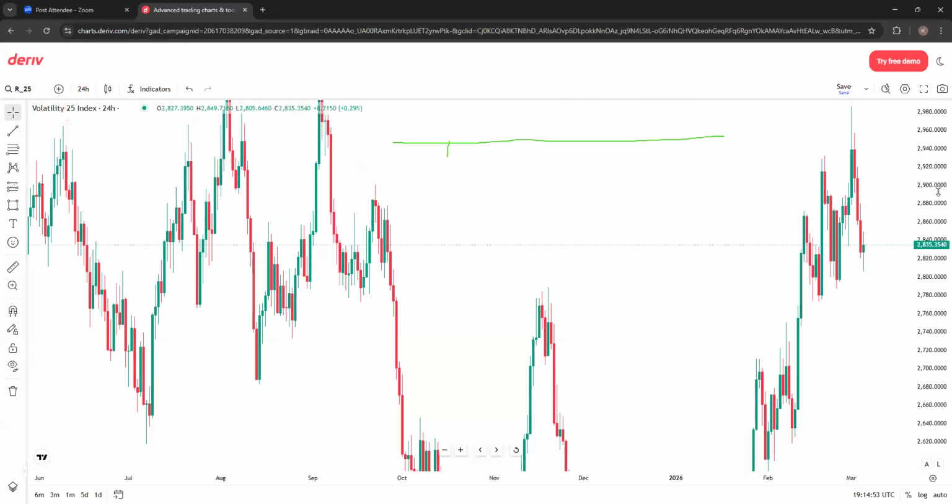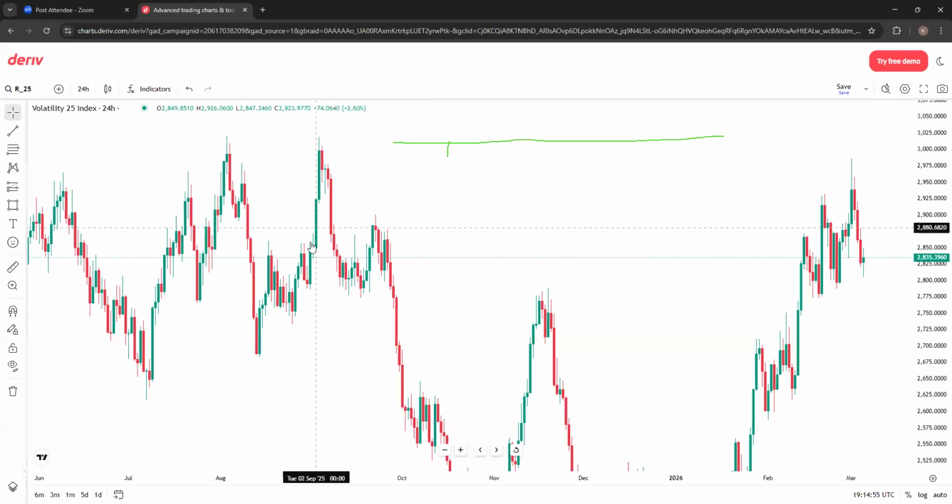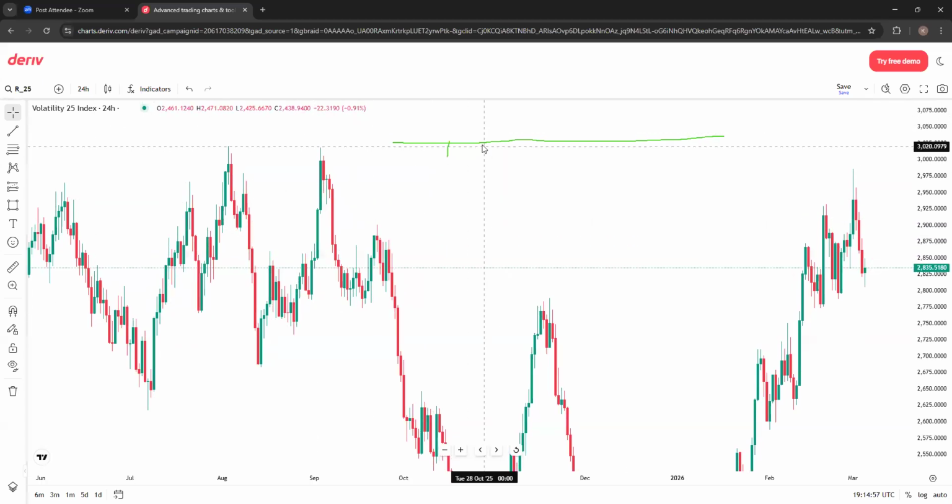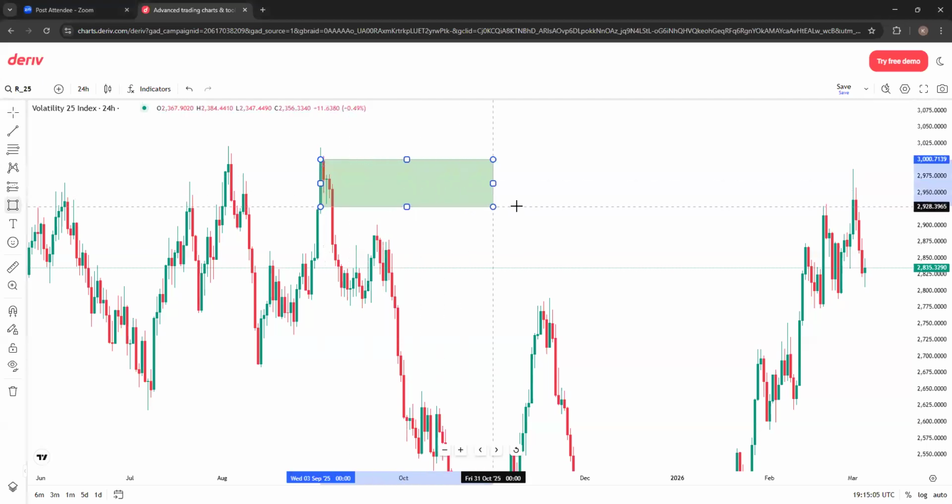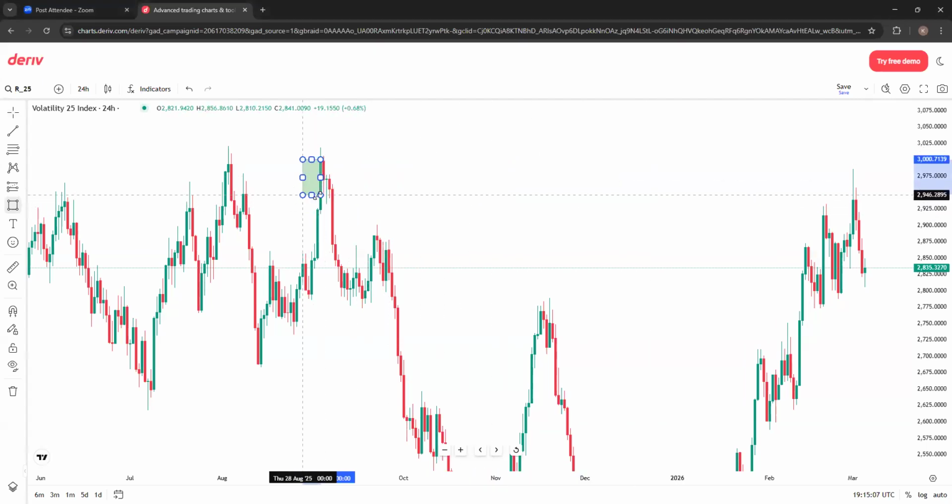So let's find an area where we have an OB. This is our order block, right? I think we can all see it. This is our OB over here. Our last buy before we sold. Actually, let me mark it so that we can all see it. Here, the green one.